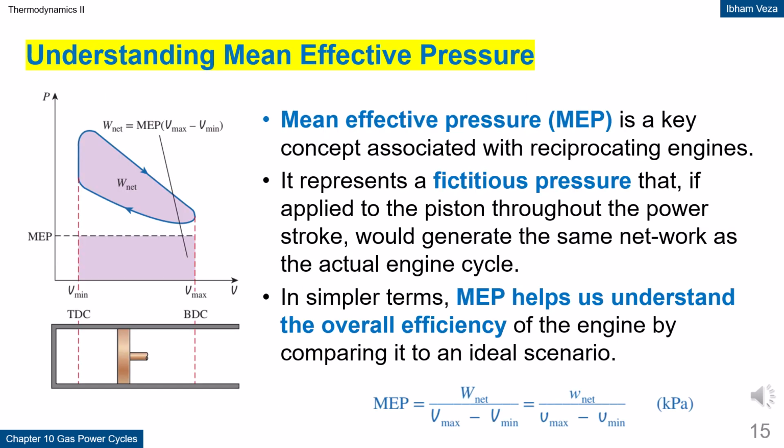Understanding mean effective pressure. Mean effective pressure, or MEP, is a fictitious pressure representing the net work of the cycle. If this pressure acted over the entire power stroke, it would produce the same work as the actual cycle. Mathematically, MEP equals W net divided by (Vmax minus Vmin). This concept makes it easier to compare the performance of engines with different sizes. MEP provides a direct measure of how effectively an engine produces work.